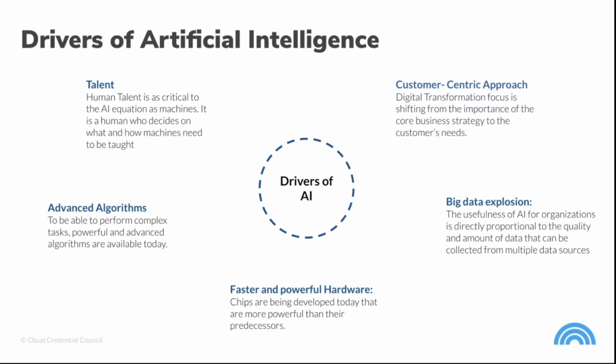Human talent is as critical to the AI equation as machines, because it's a human who finally decides on what and how machines need to be taught. In fact, even if you have the best of data, the most powerful and fastest hardware, and advanced algorithms, all this means nothing if the human talent itself is missing.